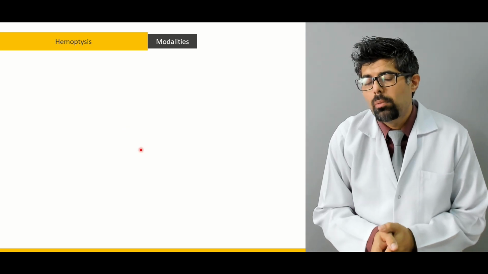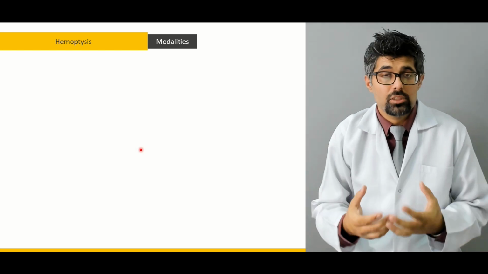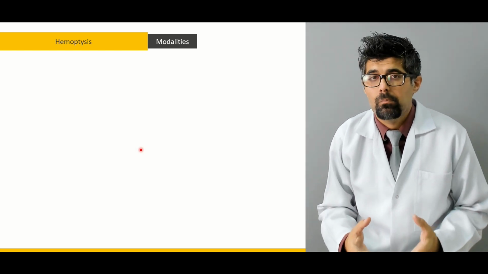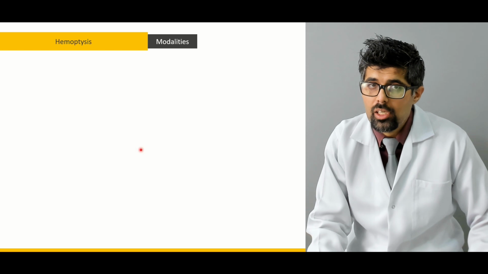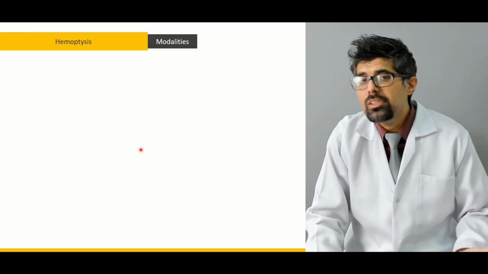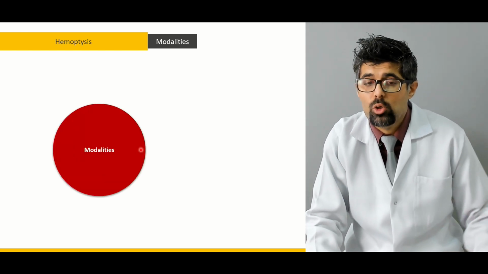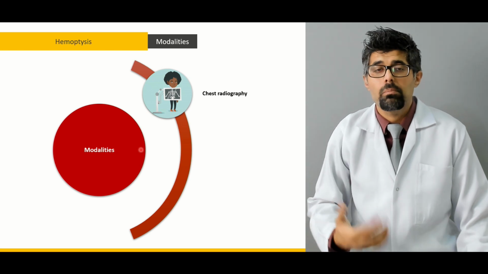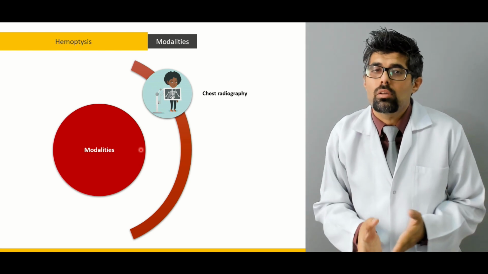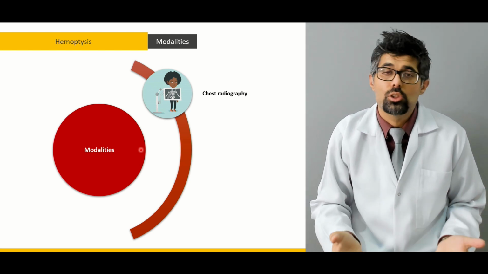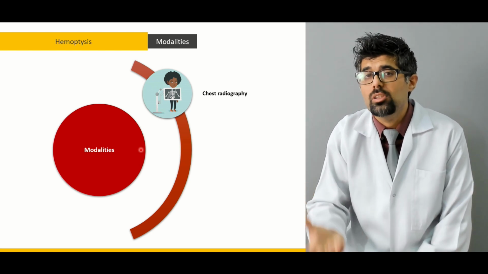Next is hemoptysis. Hemoptysis is defined as the presence of blood during coughing, and it is a very serious symptom and should not be taken lightly. Now, whenever we see a patient with hemoptysis, the modality of imaging that we're going to use is a simple plain chest x-ray, because usually the most common causes of hemoptysis such as pneumonia can be diagnosed on a simple chest x-ray.